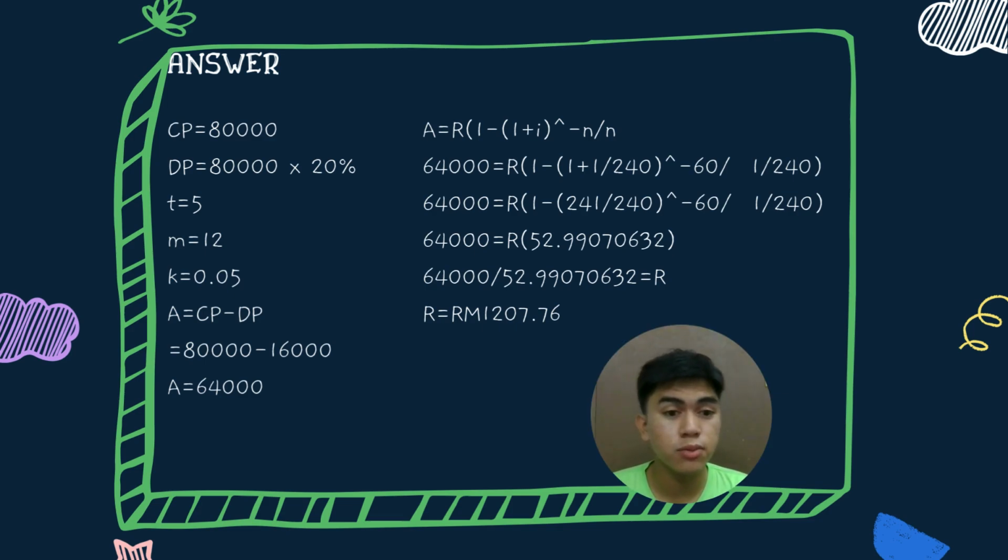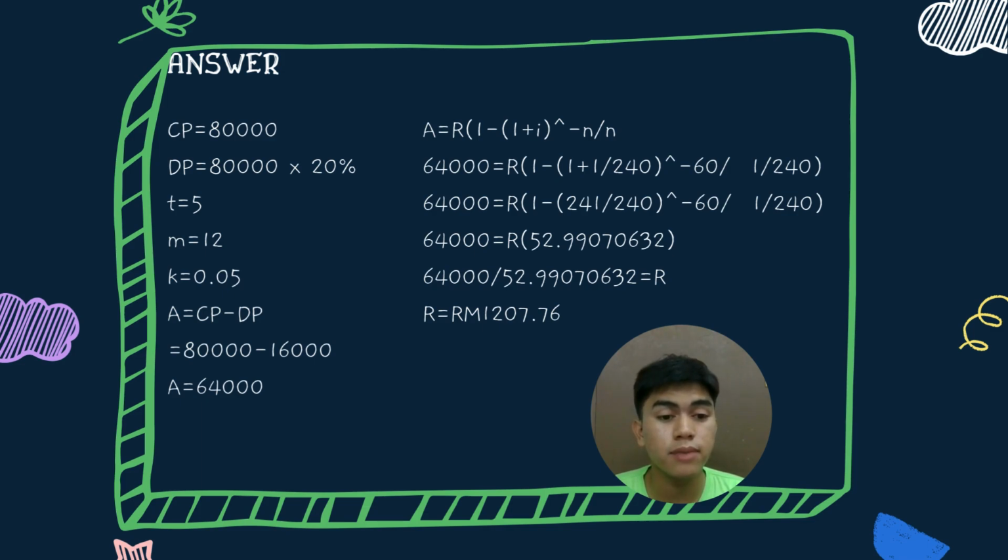First of all, we need to bring out every information from the question. CP equals to 80,000, DP equals to 80,000 times 20%, T equals to 5, M equals to 12, K equals to 0.05, A equals to 64,000. The formula we will use is A equal to R open bracket 1 minus open smaller bracket 1 plus I close smaller bracket power of negative n close bracket divided by I.